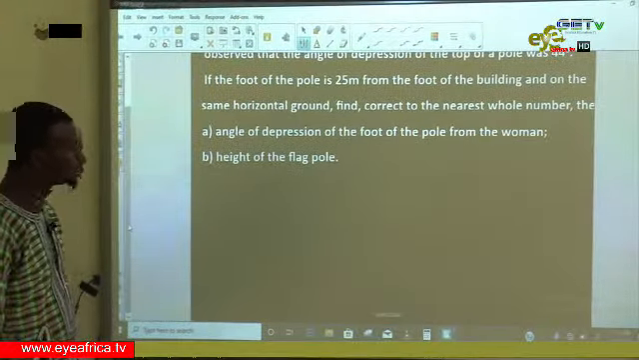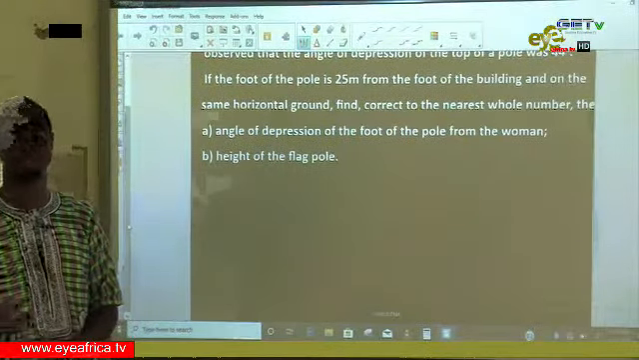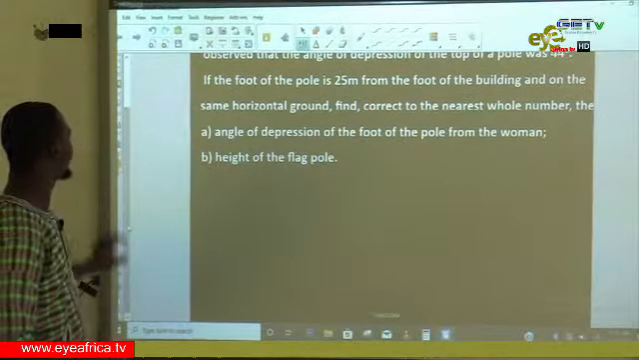As I told you before, you will be able to solve this properly. You always need a sketch. You have to sketch the information you have. So let's look at the sketch.